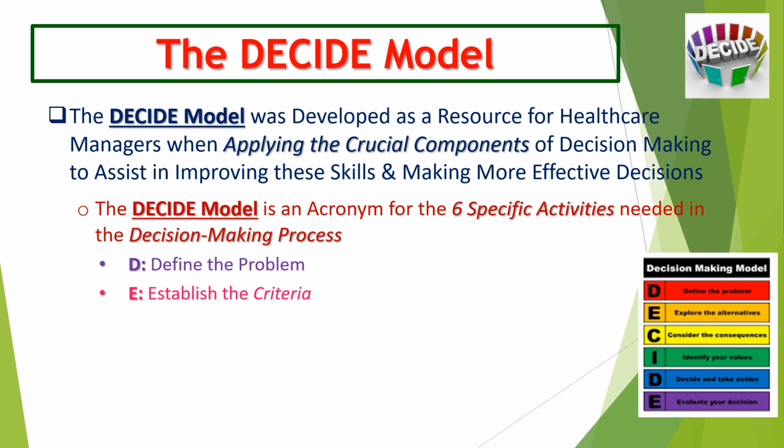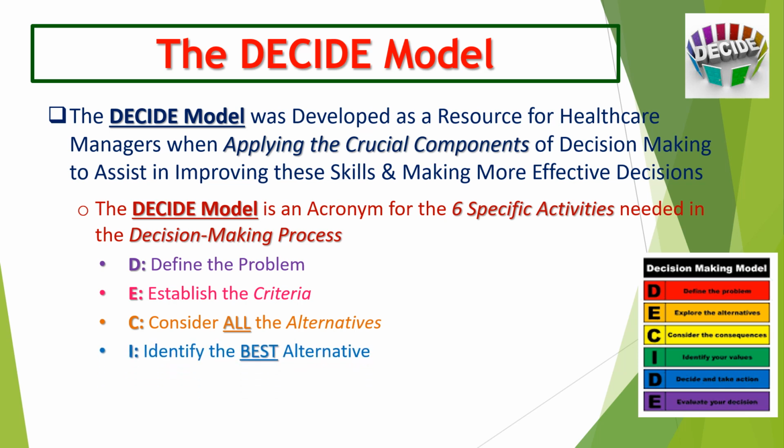E is then establish the criteria. You might figure out what the criteria is for making decisions, and it can also be said to explore the alternatives. What are the different alternatives we might have in solving the problem? C is consider all the alternatives. What are the different alternatives we can have, the positives we can have, or the consequences, the negatives we can have in each of the alternatives?